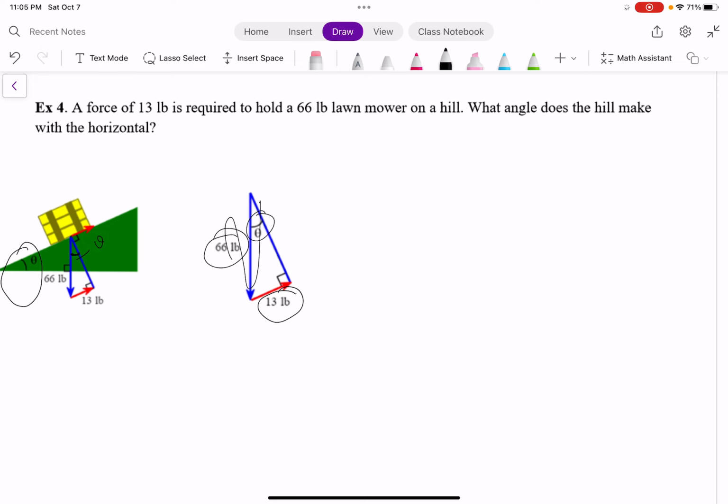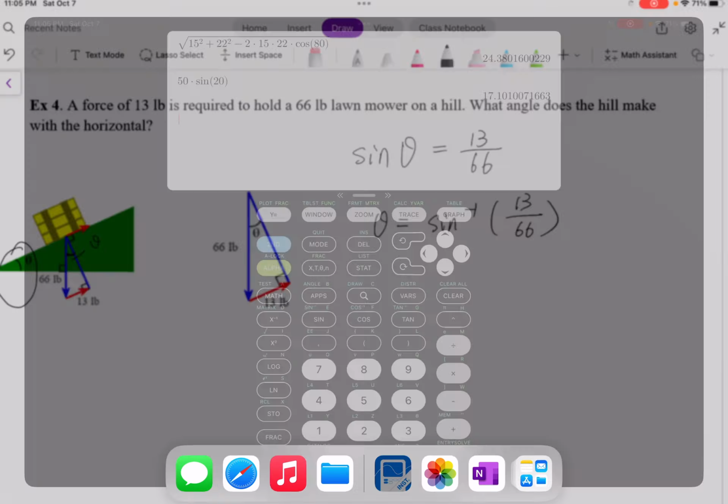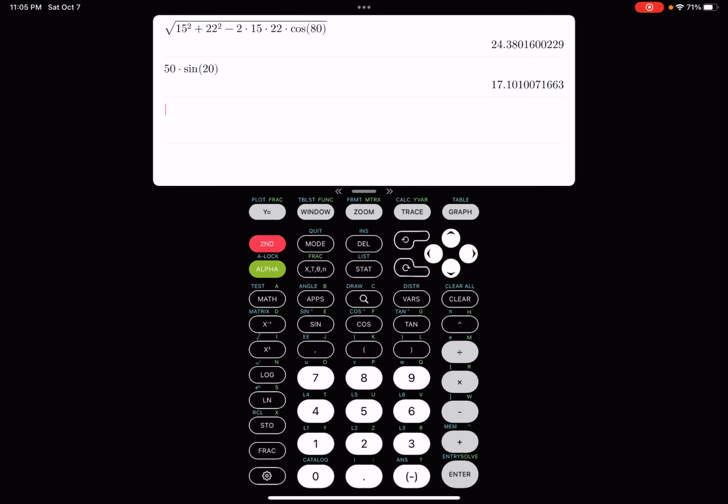Let me erase this. I can use sine because 13 is opposite of theta and 66 is the hypotenuse. So I'm using 13 over 66, and theta equals the inverse sine of 13 over 66. Let's use the calculator to evaluate that. Second sine, 13 divided by 66, close the parentheses and hit enter. That's 11.3598. If I keep one decimal place, it's 11.4 degrees.